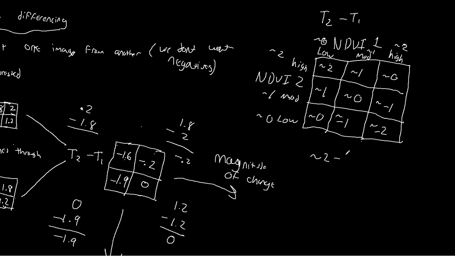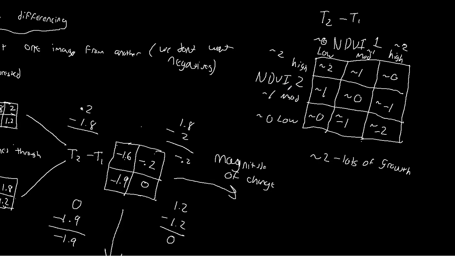This means lots of growth, right? Because high at time 2 minus low at time 1 means lots of growth. We have lots of vegetation in a place where we didn't have vegetation before. Okay?